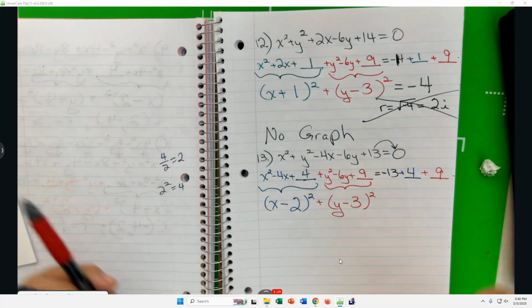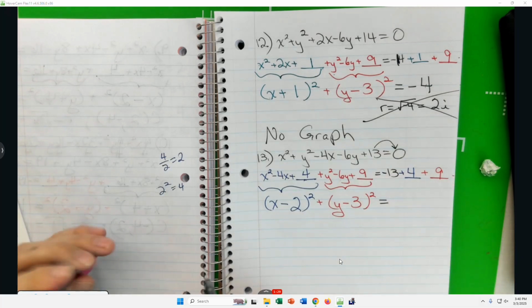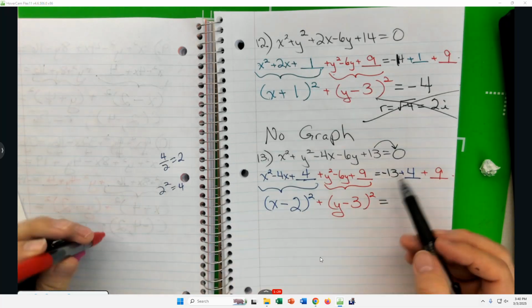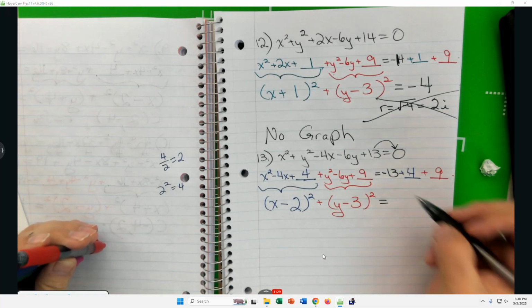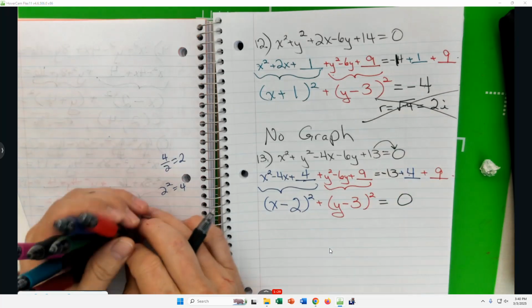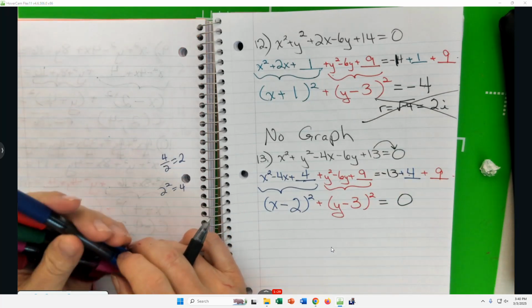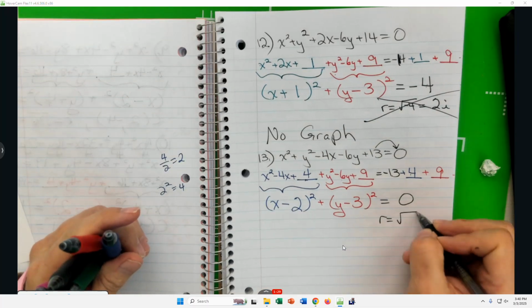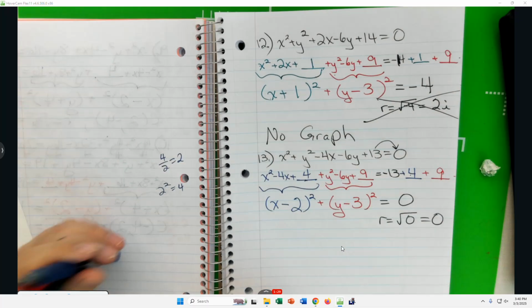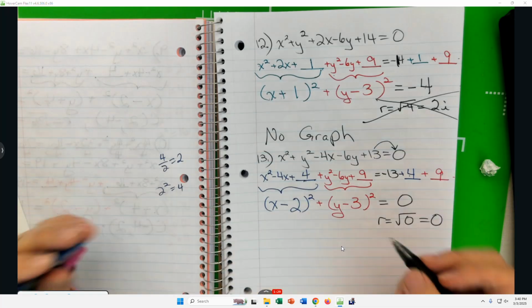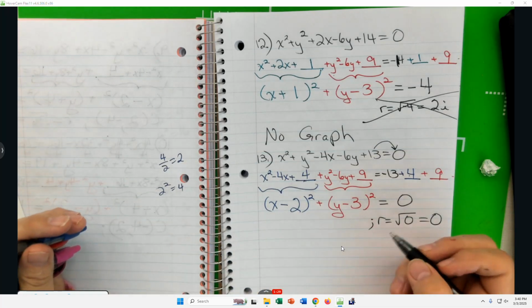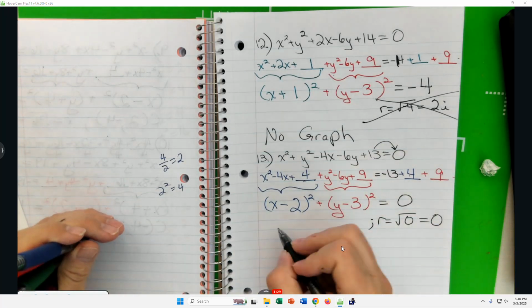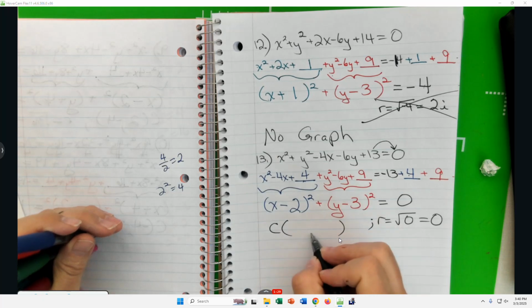What have we got on the right-hand side? Negative 13 plus 13, I agree with the 0. Do we have a circle? No. If you try to find the square root of 0, it's just 0. We do have a point, though. The point that we have is the center. What's the center?